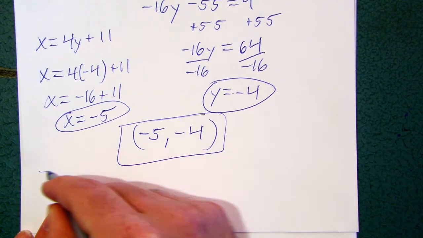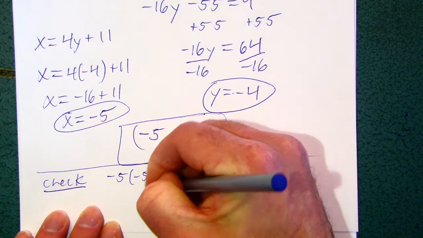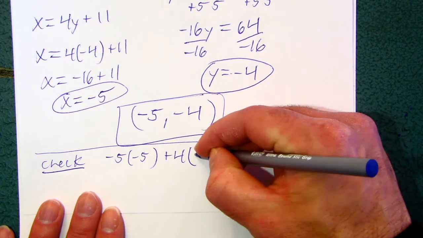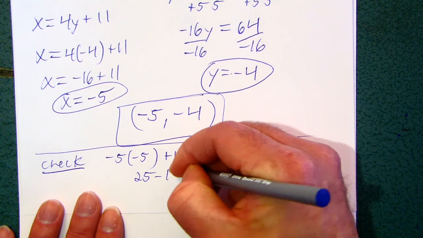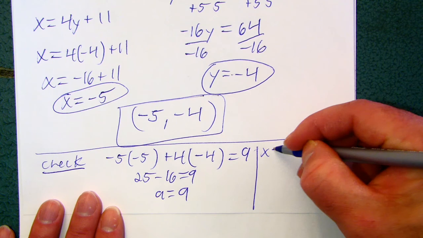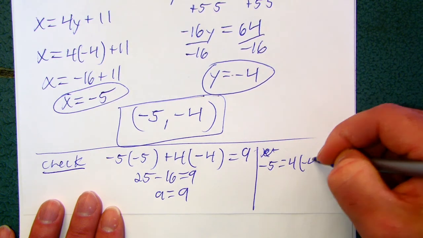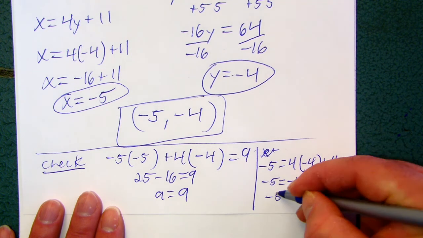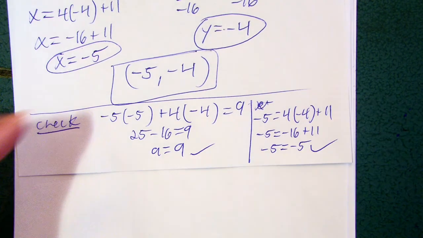All right, and we can check our answers. So my first equation was -5x plus 4y equals 9. So it's going to be 25 minus 16 equals 9. So 9 equals 9. My second equation, x equals, whoops, I need to write that. So it's going to be -5 equals 4 times -4 plus 11. So -5 equals -16 plus 11. So -5 equals -5. So everything works out for us, so we're good to go.